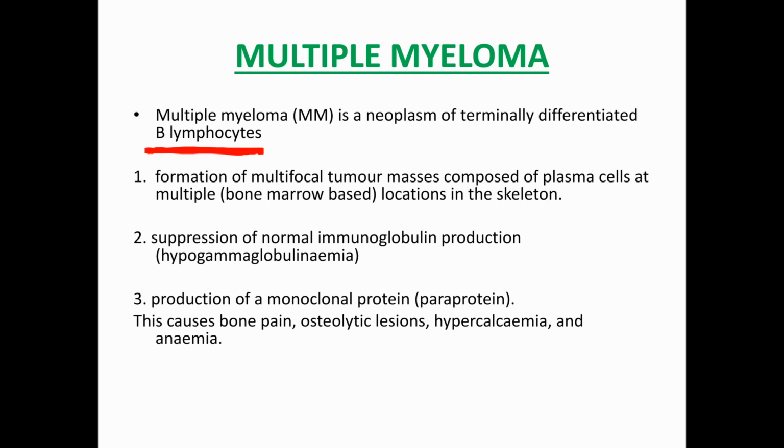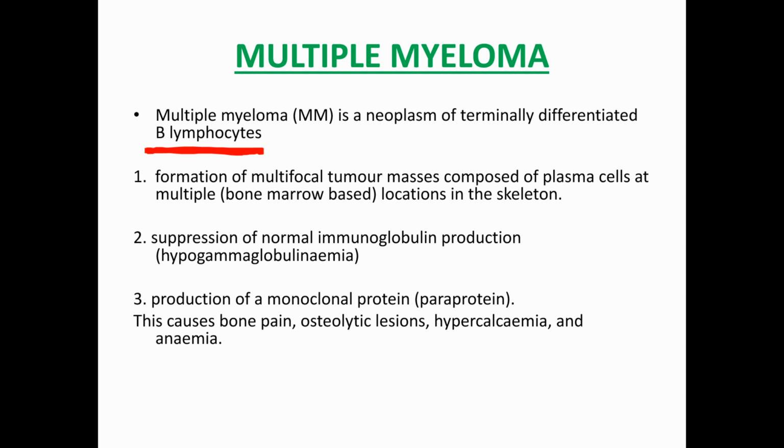Everyone, today I am going to explain what multiple myeloma is. It's a hematological malignancy which generally presents in old age with typical pathological fractures. So what is multiple myeloma? There is a neoplastic proliferation of the plasma cells.